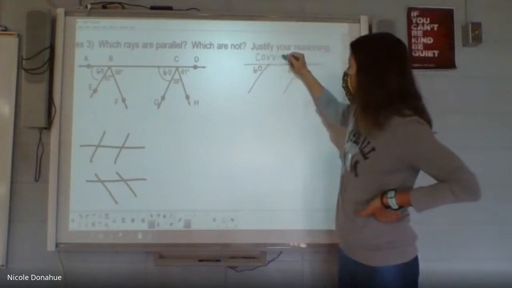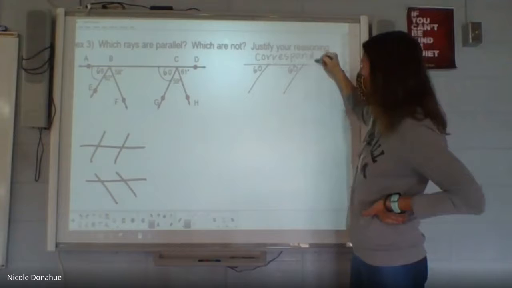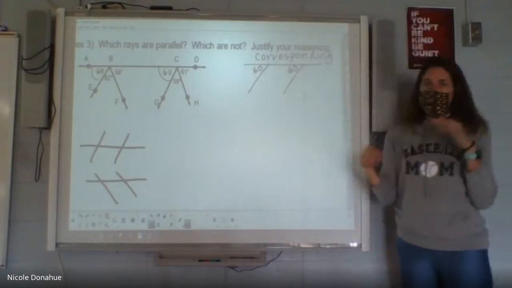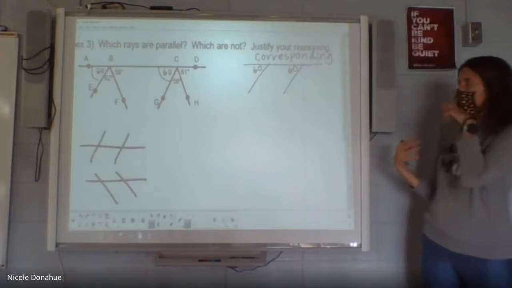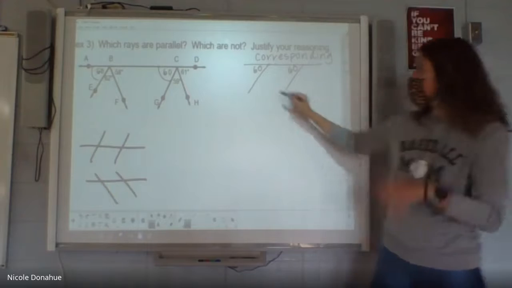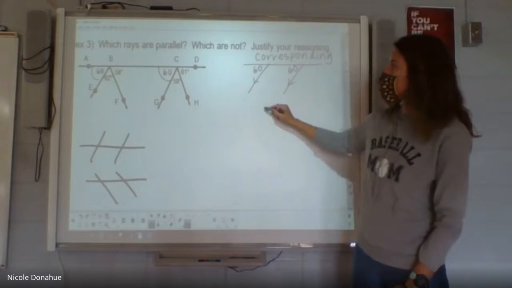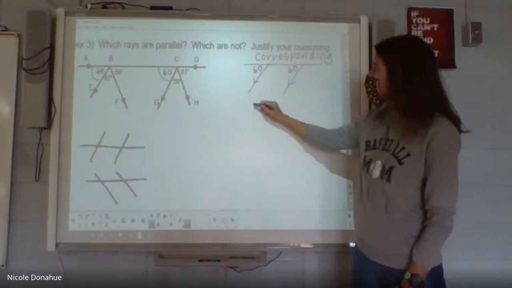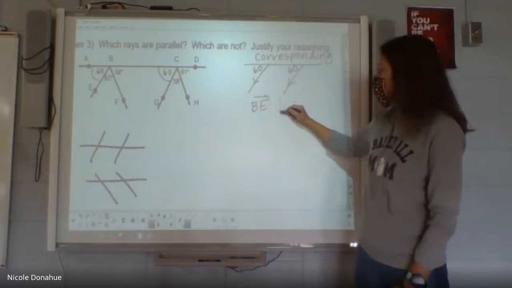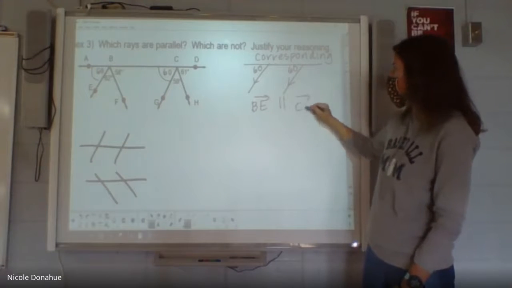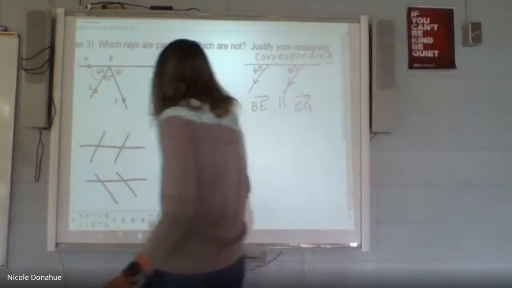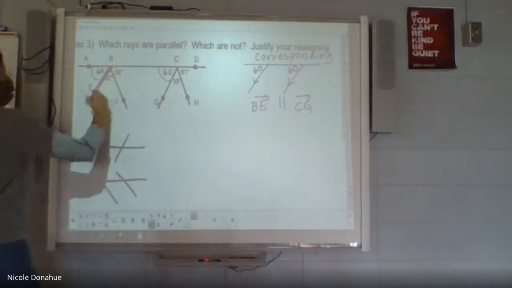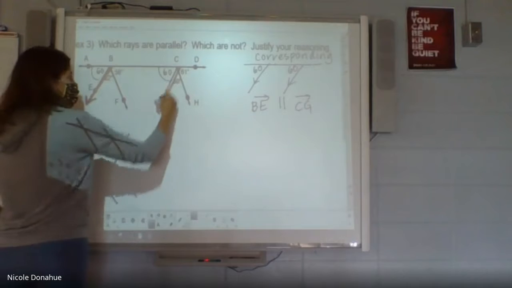Very good. And I know we're still learning these words, and that's why I keep asking. I want you guys to get comfortable with what angles we're talking about. If corresponding angles are equal, these lines are parallel. So that means BE is going to be parallel to CG. So let me darken those. So this and this are parallel.